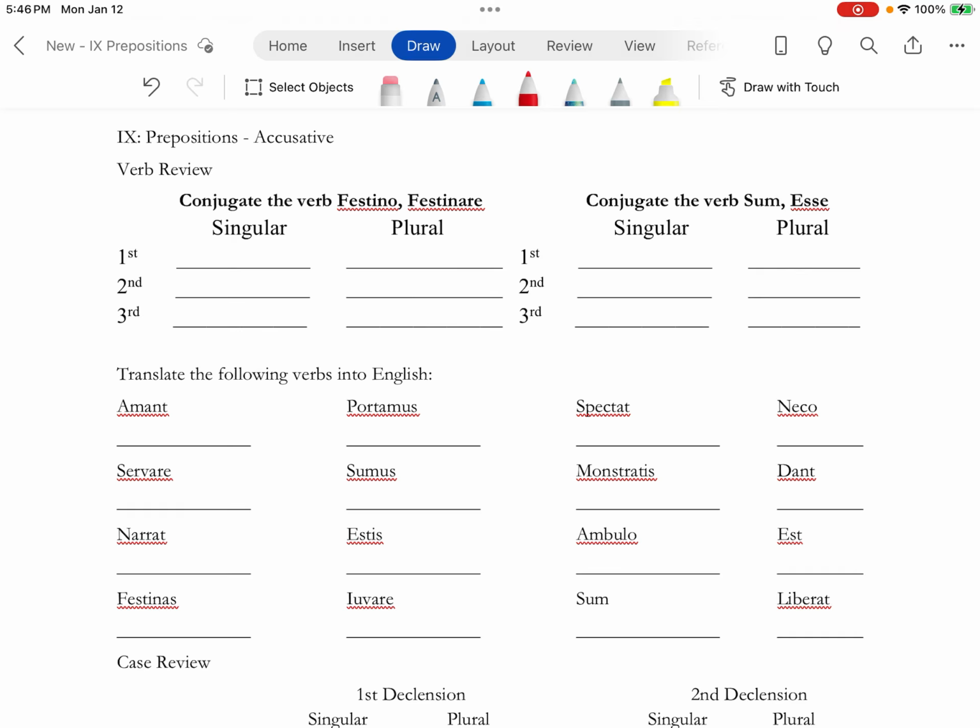So when it comes to conjugating verbs, we have a first conjugation verb, O to ARE. We just want to take off that ARE of the second principal part, which is going to leave us with festen. And then just add the endings: O, AS, AT, AMUS, ATIS, ANT.